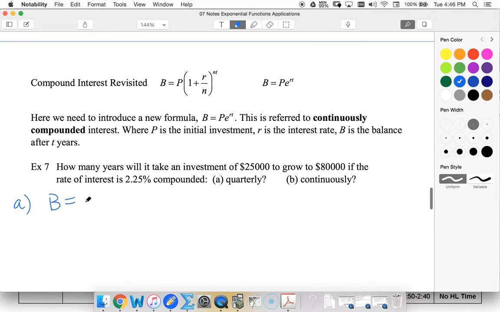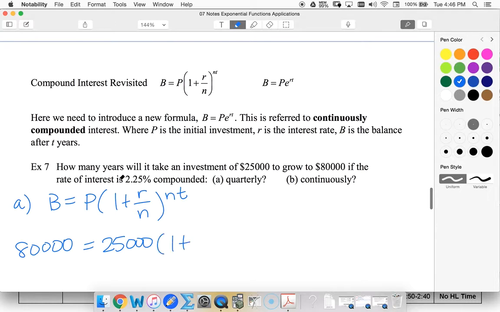Our balance is going to be equal to our investment times 1 plus our rate over our number of compounds per year, raised to the number of compounds times years. So our balance, we want 80,000. Our principal was 25,000. Our rate is 2.25%, so 0.0225 divided by 4, because we're compounding quarterly, for T.